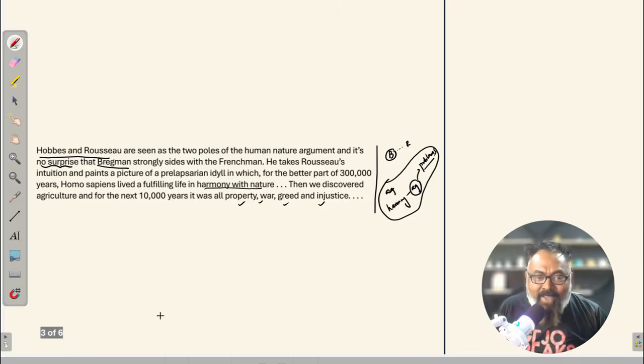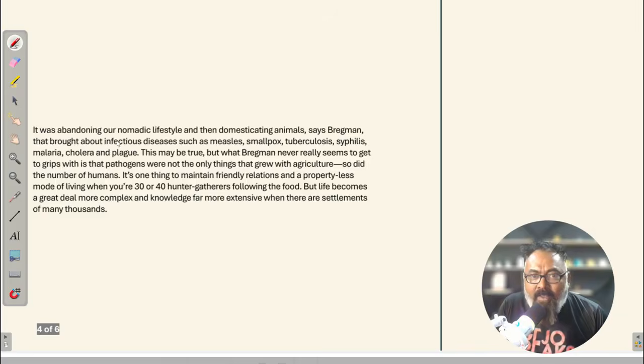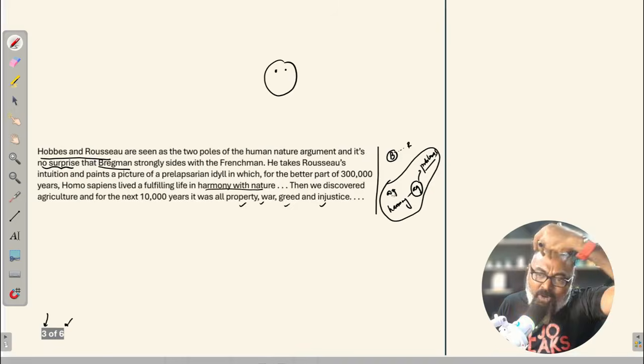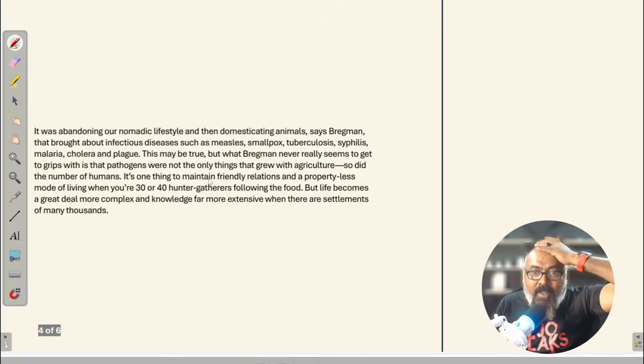We are in the third paragraph. What else? We have three more paragraphs to go. Author, what are you doing? Talk to us, please. What are you hiding behind? What are you trying to do here? It was abandoning a nomadic lifestyle and then domesticating animals, says Bregman, that brought about infectious diseases such as measles, smallpox, tuberculosis, syphilis, malaria, cholera. It created problems. It's a restatement of the same thing: agriculture created problems, Bregman's view.